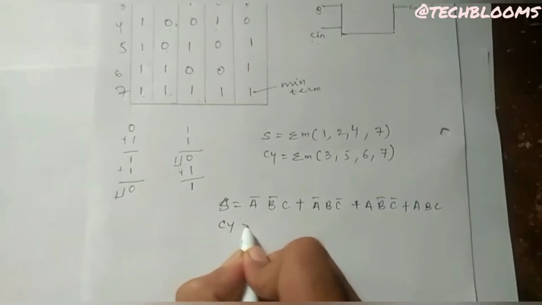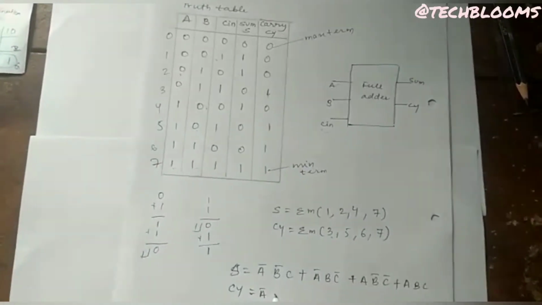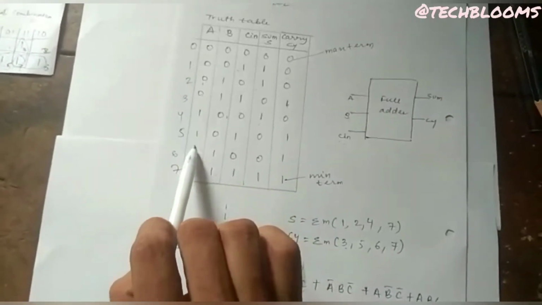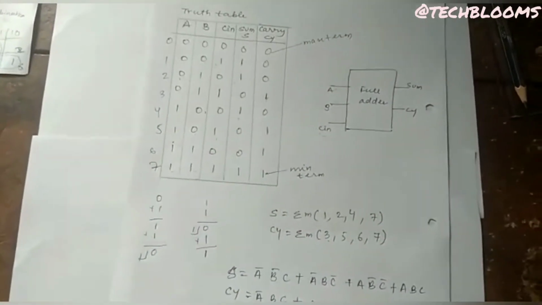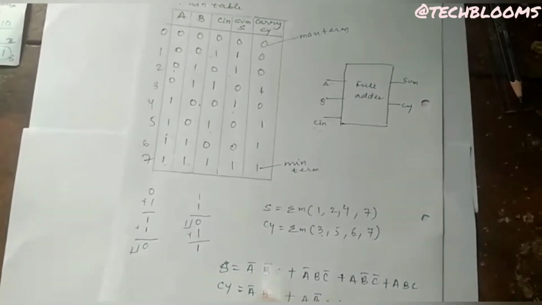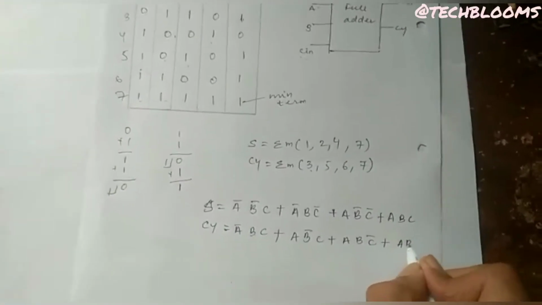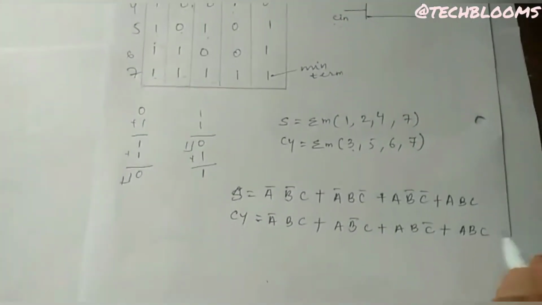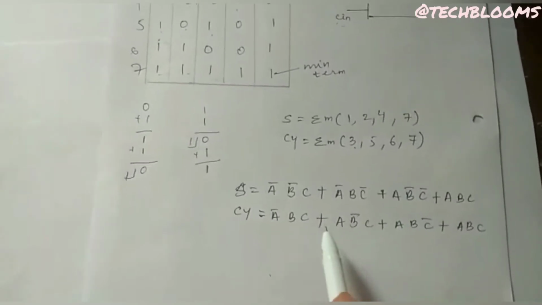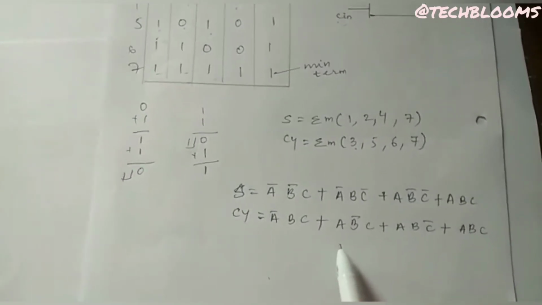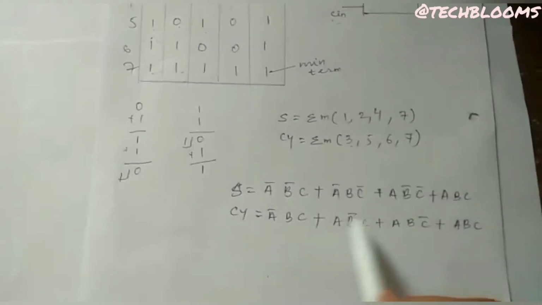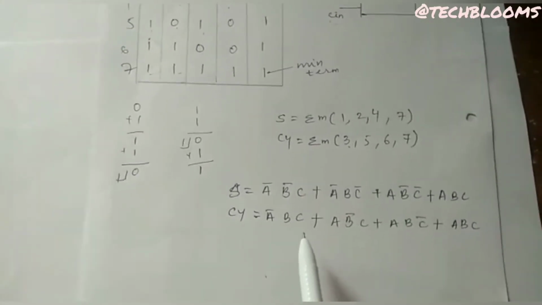Similarly for carry, for 3 it is A bar, B, C. For 5 it will be A, B bar, C plus A, B, C bar plus A, B and C. So from this expression we are going to design a logic circuit. Before that, since these are too big, we will reduce them using K-map.